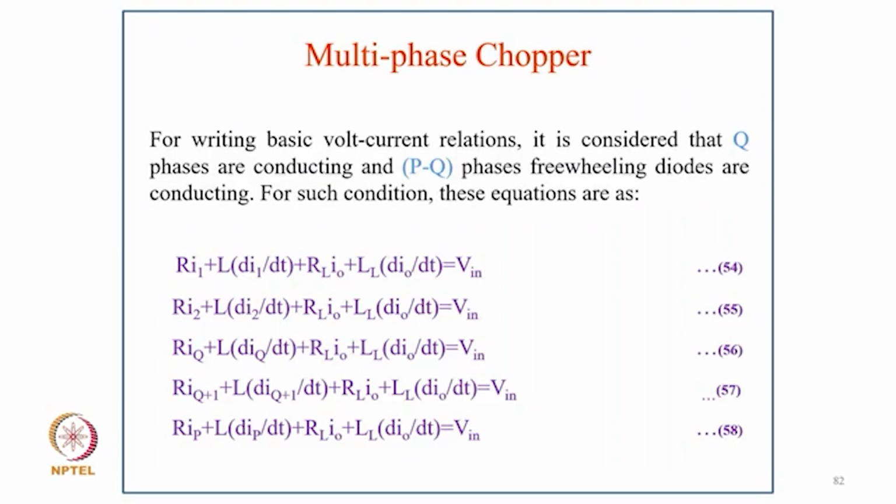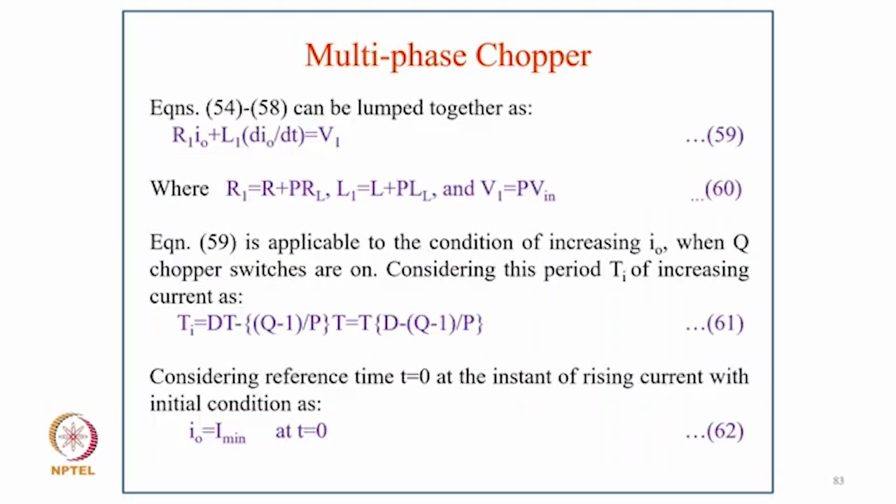R i1 plus L di1 by dt plus R_L i0 plus L_L di0 upon dt equals Vin. And similarly, it goes for all the choppers, the equation valid up to P choppers. For the case where all P choppers are on, the equivalent comes R1 i0 plus L1 di0 upon dt equals V1, where R1 is equal to R plus P R_L, L1 is L plus P L_L, and V1 equals P Vin.